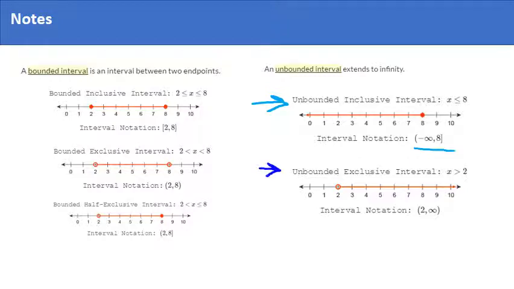And then if we look at this example right here, unbounded exclusive, so that is x is greater than 2. So notice there's no equal sign underneath it. It does not include the 2. So it does not include the 2, so we have an open circle, and it goes to positive infinity. So your interval notation goes from 2 to positive infinity.